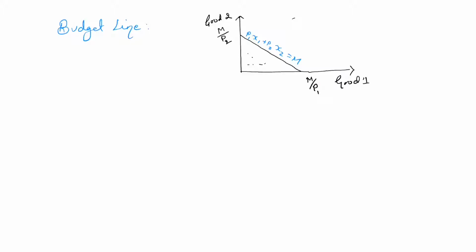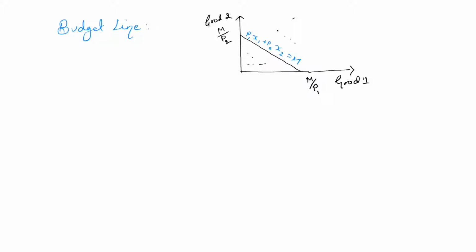Suppose we buy goods which are priced over the budget line, then we will have to spend some extra, or we will have to exceed our budget. Now here we see the budget line is downward sloping.